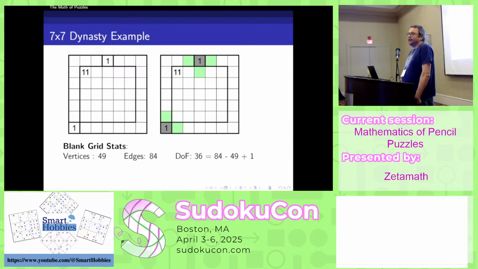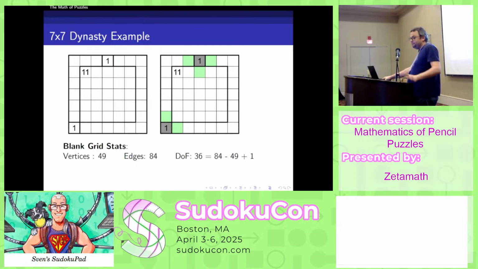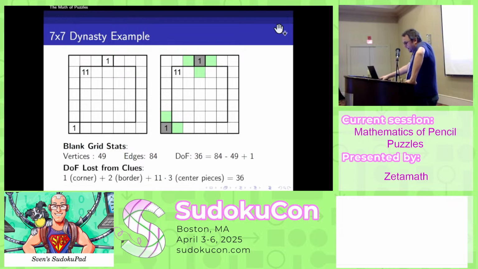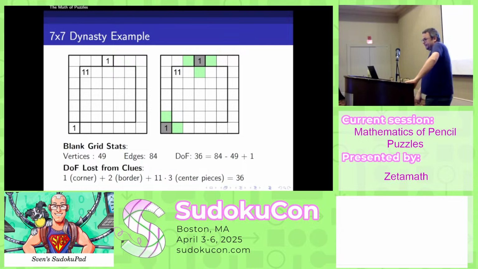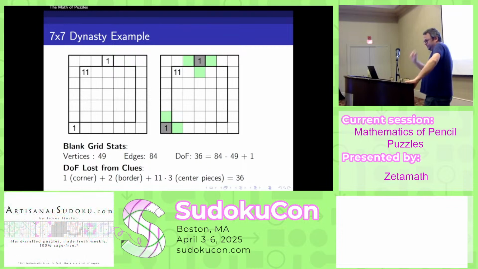Okay, and so let's start with what are the stats of the blank grid. So now I've switched it to 7 by 7, so again, you have to recalculate these things. But that means for the blank grid, there's 49 blank cells, 84 edges, and so the number of degrees of freedom is 36, which is that calculation. Okay. How many degrees of freedom do we lose just from the clued cells? And so we said corners cost us 1, borders cost us 2, and center pieces cost us 3.